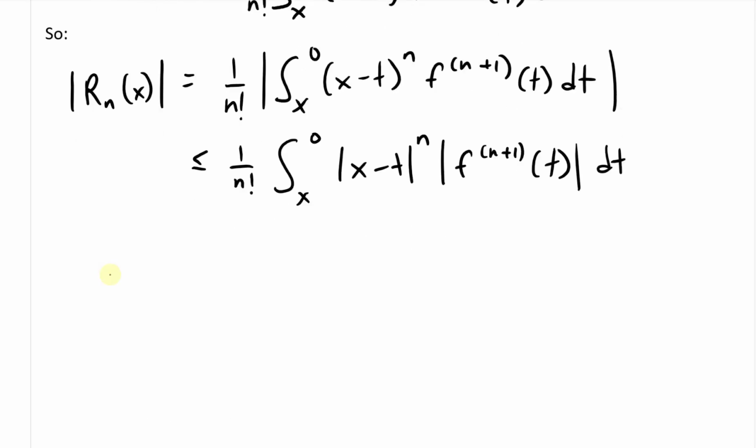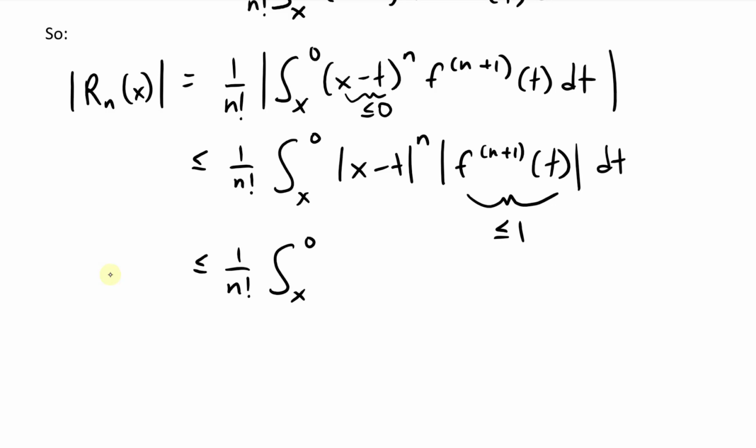Now this part right here, the absolute value of f^(n+1)(t), we know is less than or equal to 1. So this is now less than or equal to 1 over n factorial, the integral from x to 0. Here, x is always less than 0, and then we're subtracting t, so this is always less than or equal to 0, always negative or 0.